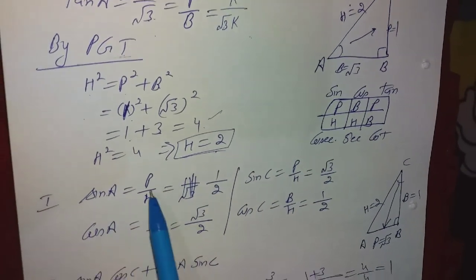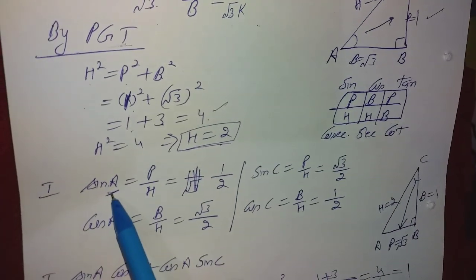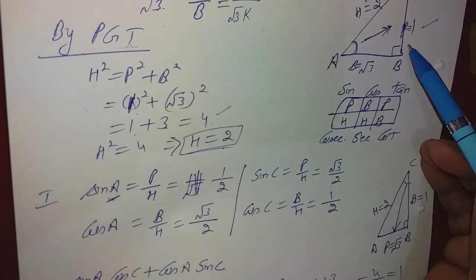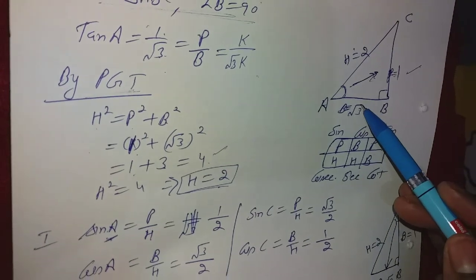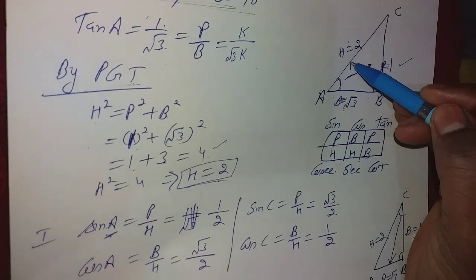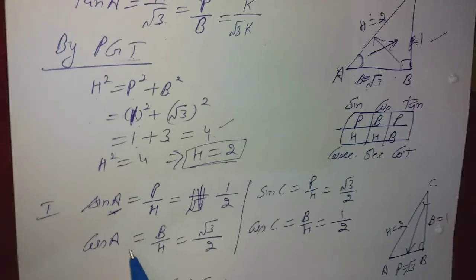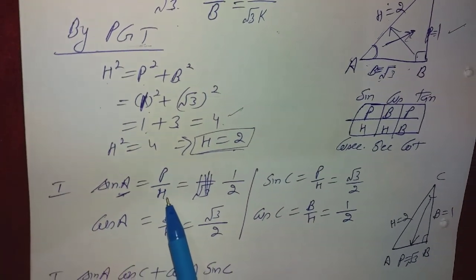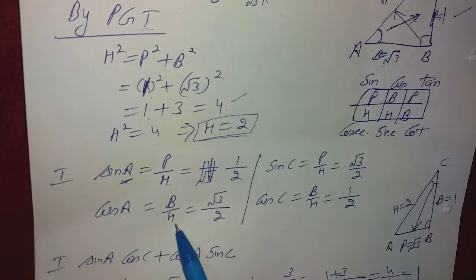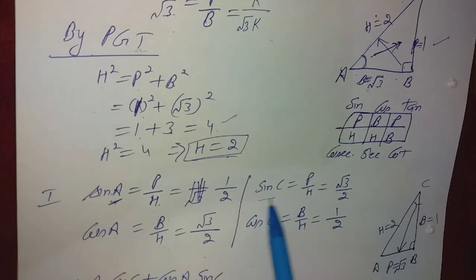So sine A. Sine A is p by h. The value of p is 1, because the angle here is A, so opposite to angle A is the perpendicular. The perpendicular is 1 and its adjacent side is AB. AB is the base, and opposite to the base is the hypotenuse. So h is 2. Sine is p by h, value of p 1 and value of h 2, and cos is b by h, value of b is root 3, value of h 2.